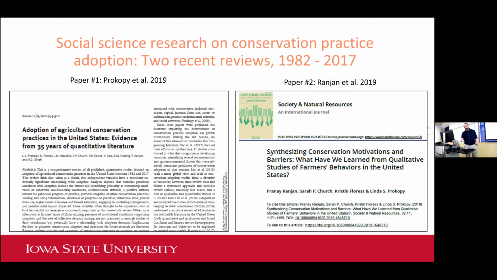A couple of papers that I will point you to in particular are really good reviews of the literature. So Prokopy et al. 2019 looked at all of the quantitative data on farmer conservation adoption from 82 to 2017. So quantitative is looking at things like survey research mainly. And that paper gives a summary of what we know, putting all of the literature together. What is our best knowledge with all of these different studies? And then I'd also like to point you to Ranjan et al. 2019, which did the same thing, but for qualitative research. When we say qualitative social research, we're talking about things like focus groups and interviews and things like that.